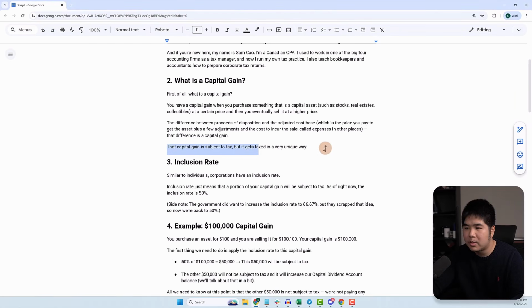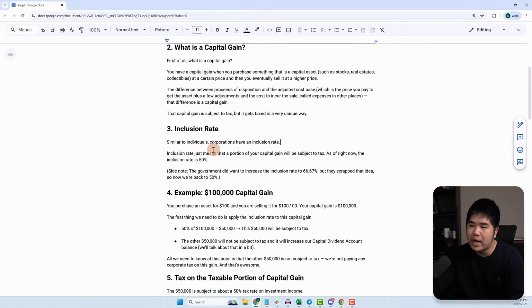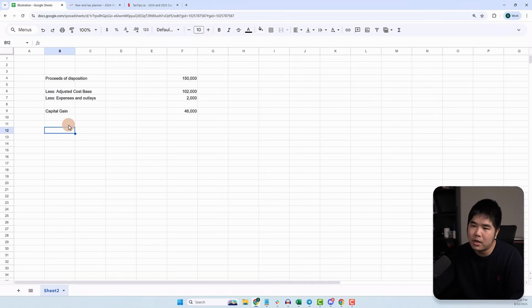That capital gain is subject to tax, but it gets taxed in a very unique way. In order to know how the taxation works, we need to understand the inclusion rate. Similar to individuals, corporations have an inclusion rate as well, and it's the same. Inclusion rate means that a portion of your capital gain will be subject to tax. As of right now, the inclusion rate is 50%. And just a side note, the government did want to increase the inclusion rate to 66.67%, but they scrapped the idea, so we're now back to 50%.